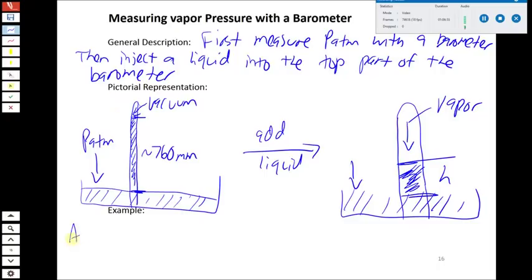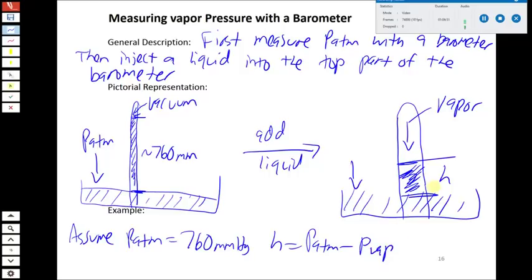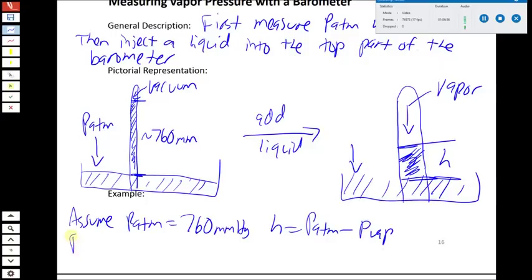So if we assume the atmospheric pressure is 760 millimeters, the height that we observe here is going to be the atmospheric pressure minus the vapor pressure. So the new observed height is going to be the difference between the two. So for water at 25 degrees Celsius, we would observe a height of 736 millimeters when we put water into the top part of the barometer.